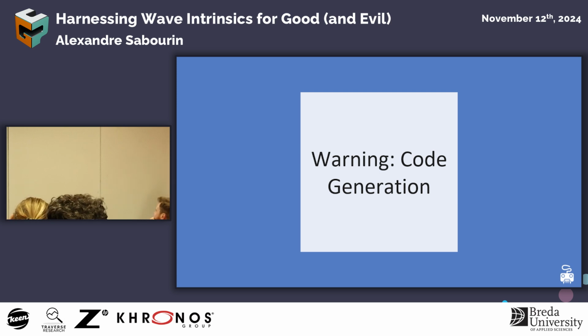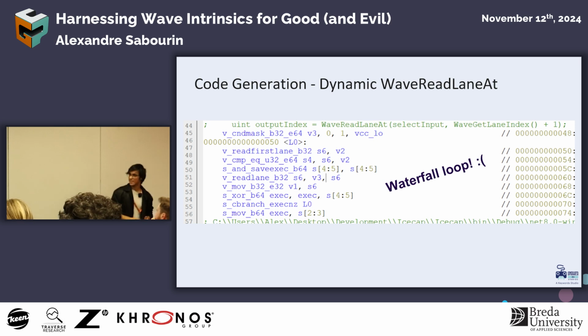I would like to point out a word of warning, though, before you go on with this. The code generation for Wave Intrinsics cannot be as optimal as you might think, and again, it depends on your compiler. In this case, we're using AMD's offline compiler. But if you were to use wave read lane at to shuffle, you end up with a waterfall loop. I'll go into details on what a waterfall loop is in a second.